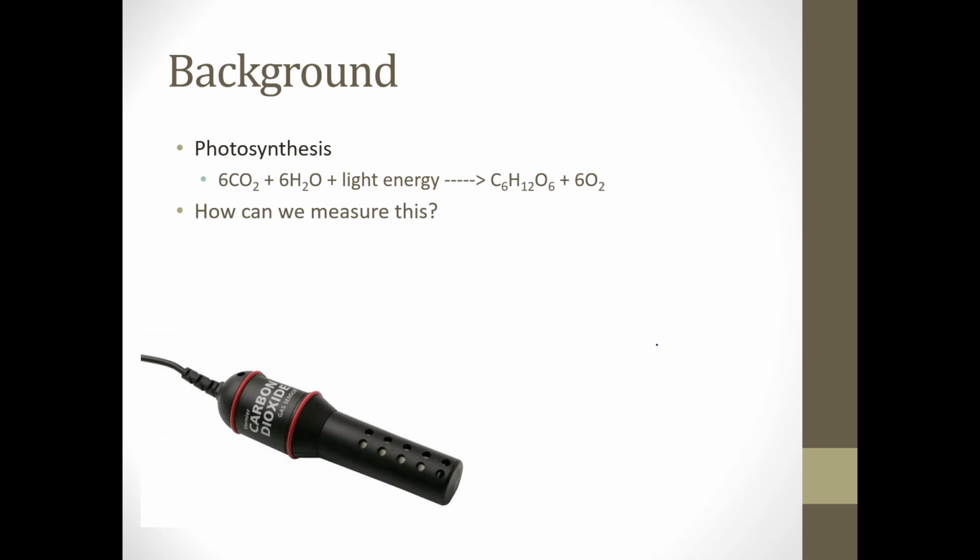So you'll have to think about what the data would look like if photosynthesis was happening. What would that graph look like? Would it be a positive number or a negative number if CO2 is an input?